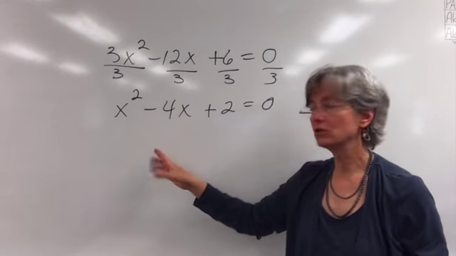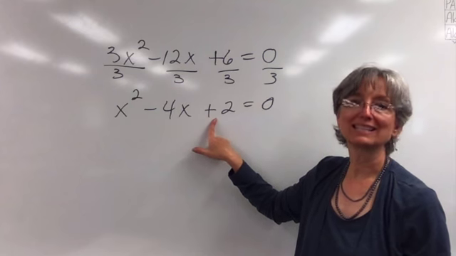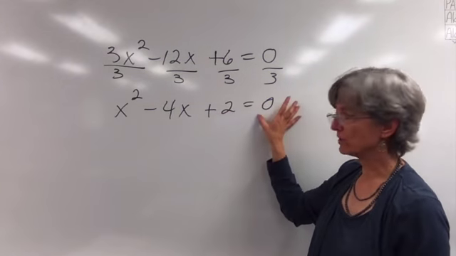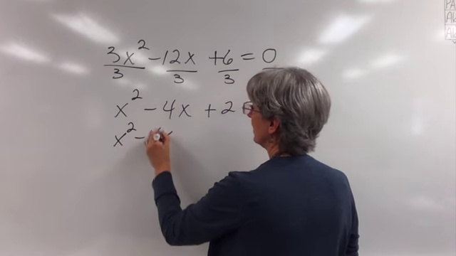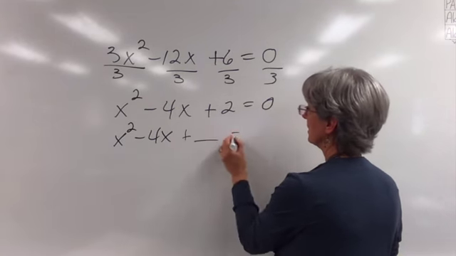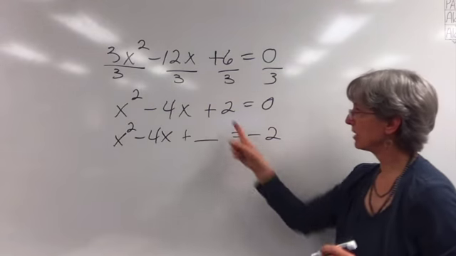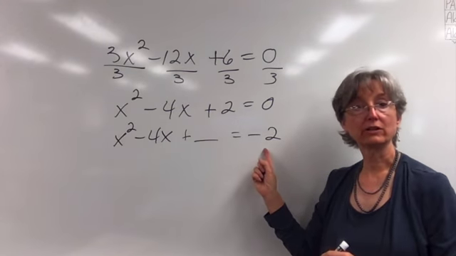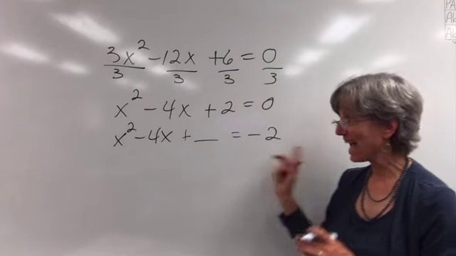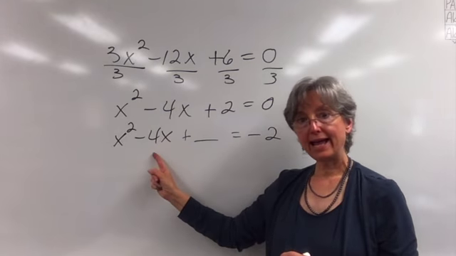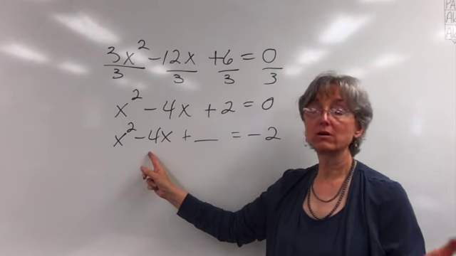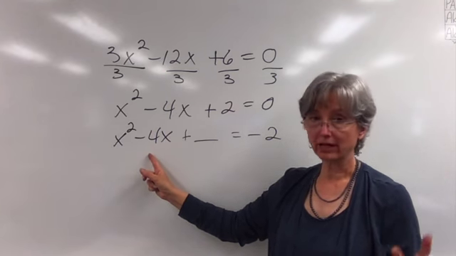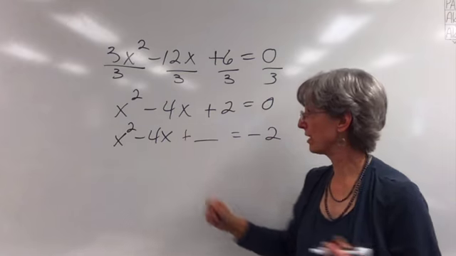So what I'm going to do is I'm going to get rid of this 2. I'm going to take it out of my way. I'm going to move it to the other side. Right? So now I'll have x squared minus 4x. I'm going to leave my space, and my positive 2 became negative 2 over here. See that? Now, what do I add? Do the same thing we just did. Half of negative 4 is negative 2, and negative 2 squared is positive 4, so I'm going to add 4.